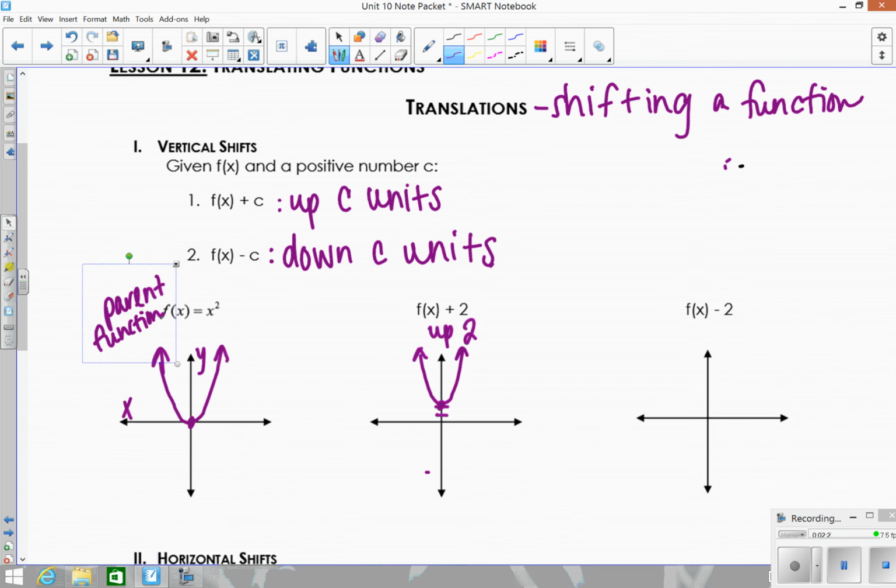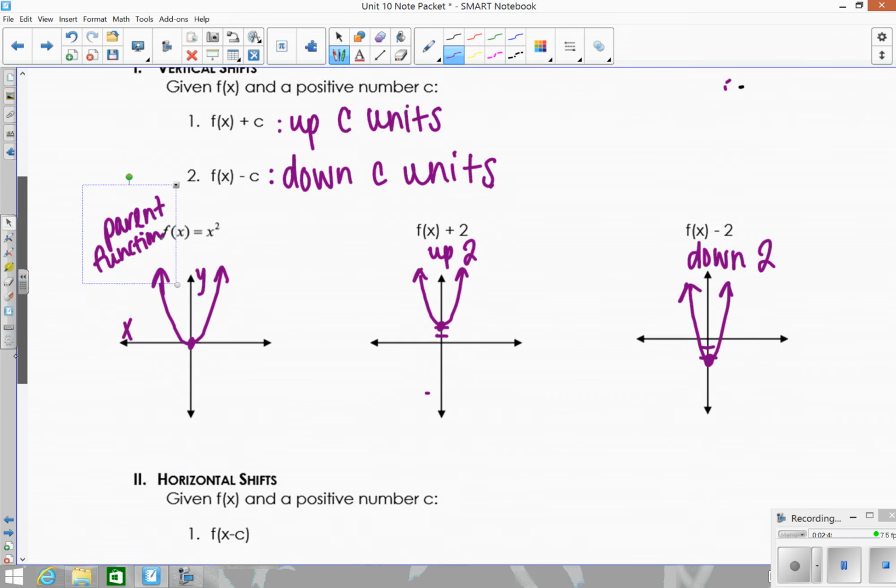So for this one, we're going down 2 units because the 2 is at the end and it's a -2. So that tells me I take this picture and I shift it down 2 units. So everything's going to stay the same. We're just shifting down 2 units. So all 3 of these parabolas should be matching. So those are vertical shifts.